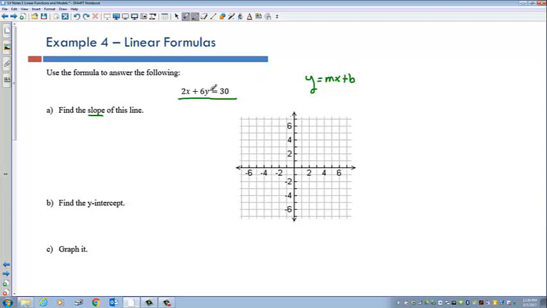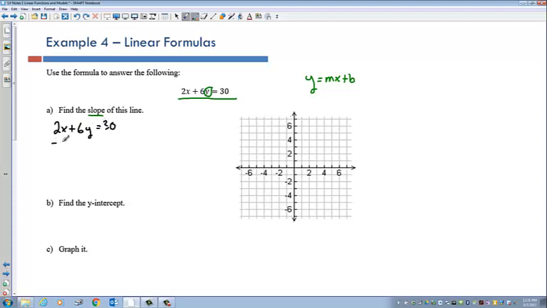And what we can do, though, is we can take this equation and solve for y. And if we solve this for y, I can read off the slope and even the y-intercept. So let's solve this for y. The way we're going to do this is we're going to subtract 2x from both sides. Let's just do it down here. I'm going to copy this down right here. So 2x plus 6y is equal to 30.